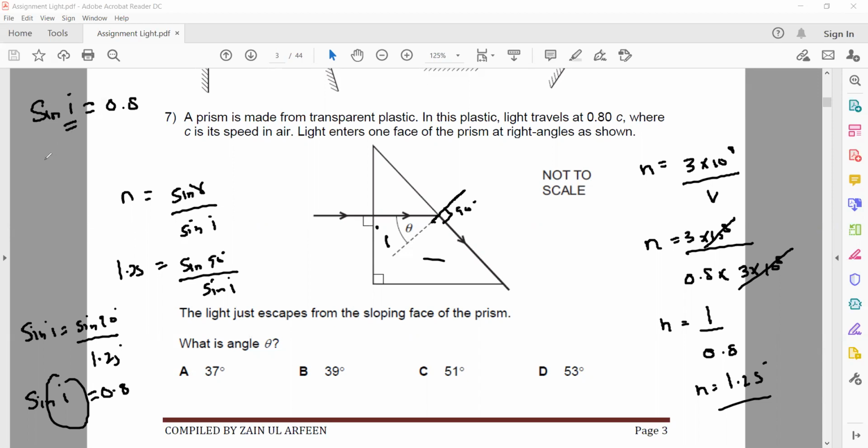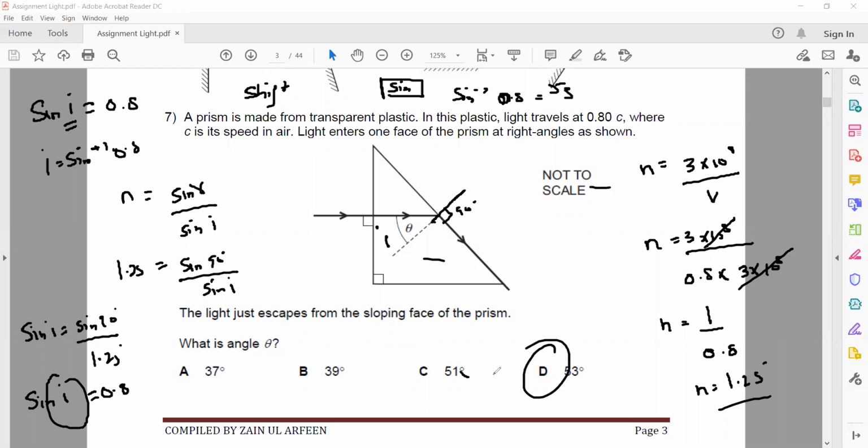So sine will move to the other side. So I is equal to sine inverse 0.8. How to take sine inverse? Press shift on your calculator and then the same button of sine. When you press shift and then the sine button, it will give you sine inverse, and then put 0.8. You will get the final answer, which is 53.1 or 53. So that's why D is the right answer. Is it clear? This example, this MCQ.